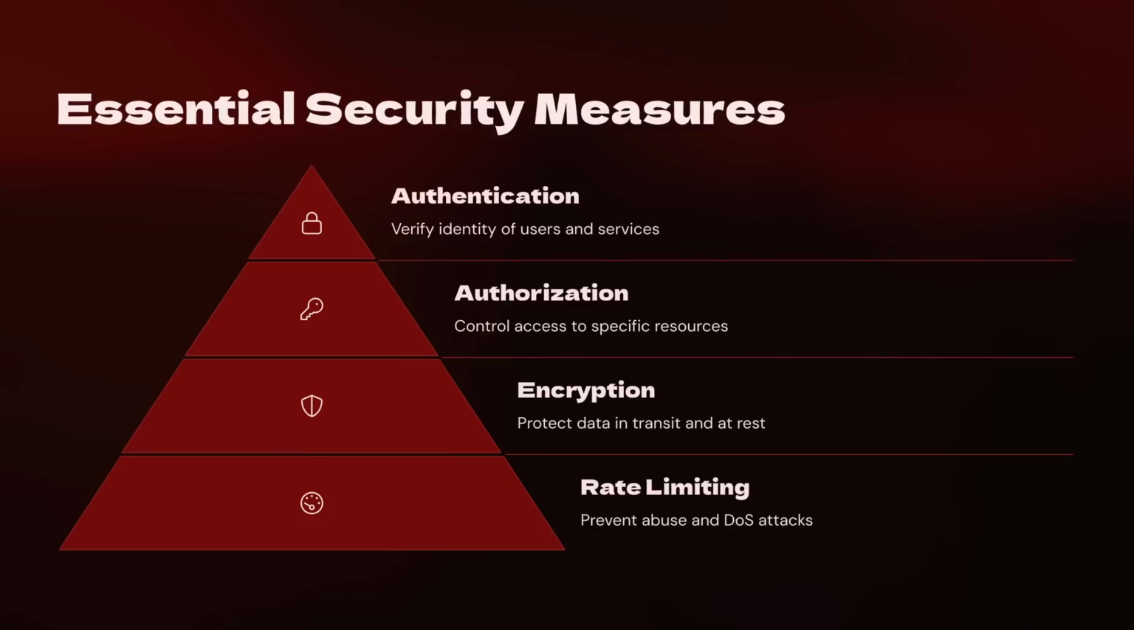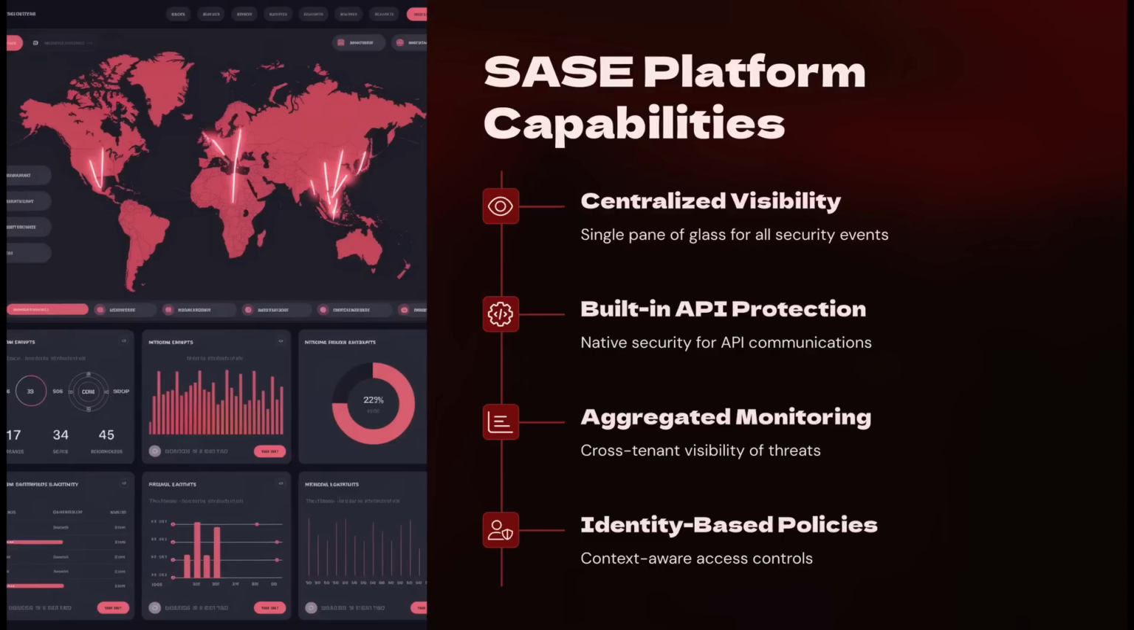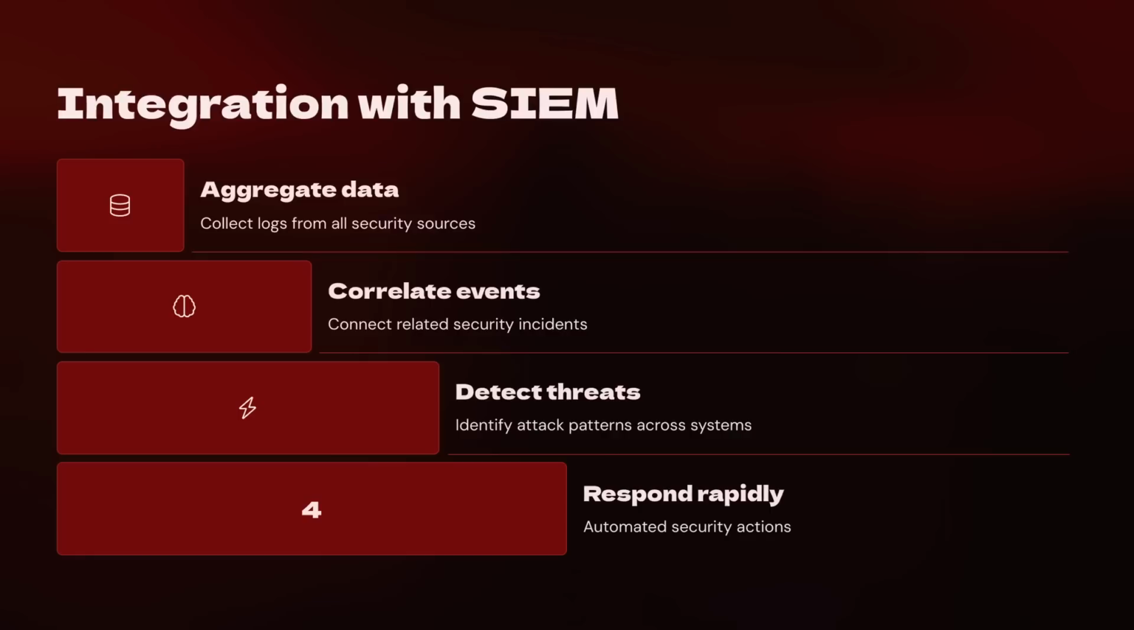To enhance API security within a SASE environment, organizations should consider implementing the following measures: strong authentication and authorization mechanisms to restrict API access to authorized users and applications only. Encryption and data masking techniques to protect sensitive information transmitted through APIs. Regular security assessments and penetration testing of APIs to identify and address vulnerabilities. Implementation of rate limiting and throttling to prevent API abuse and potential denial of service attacks.